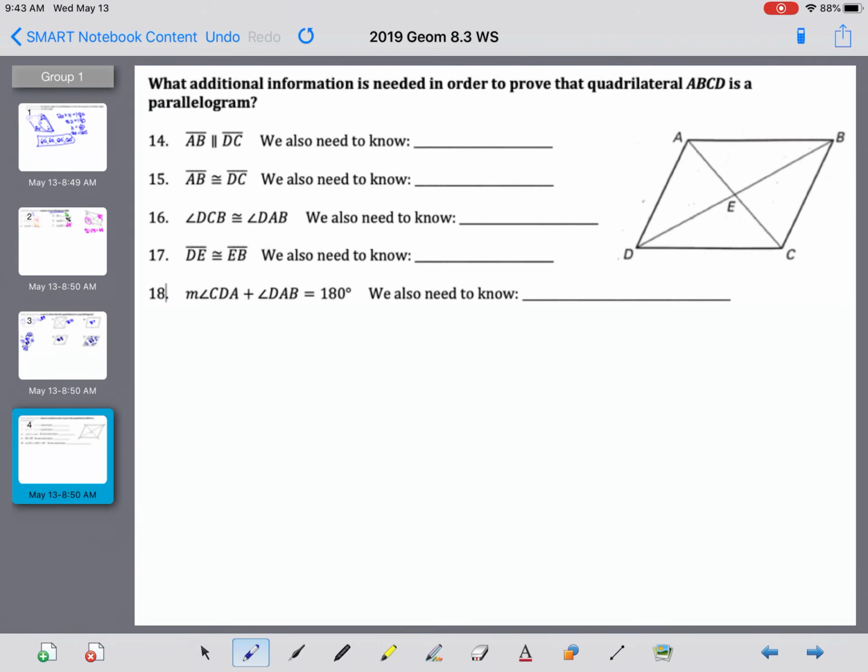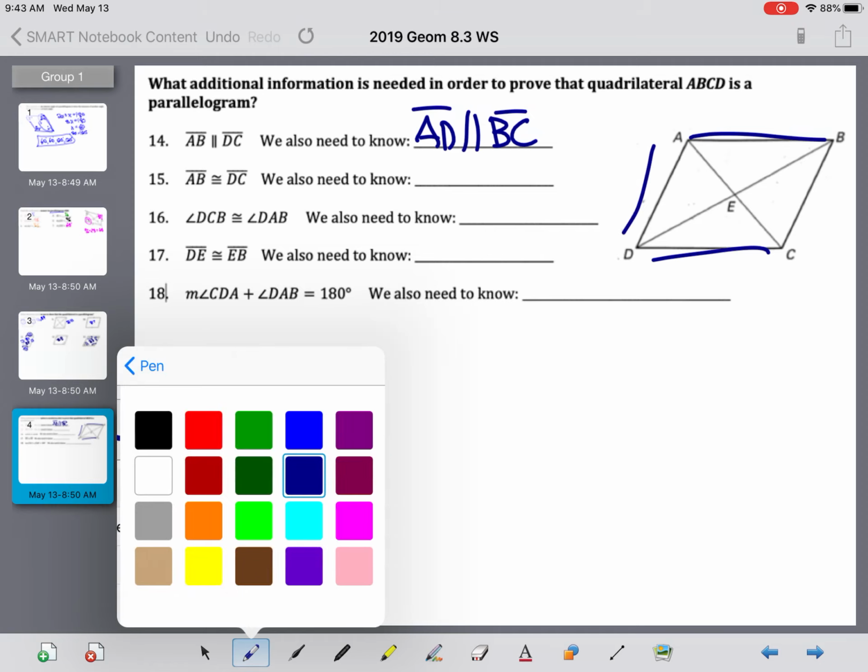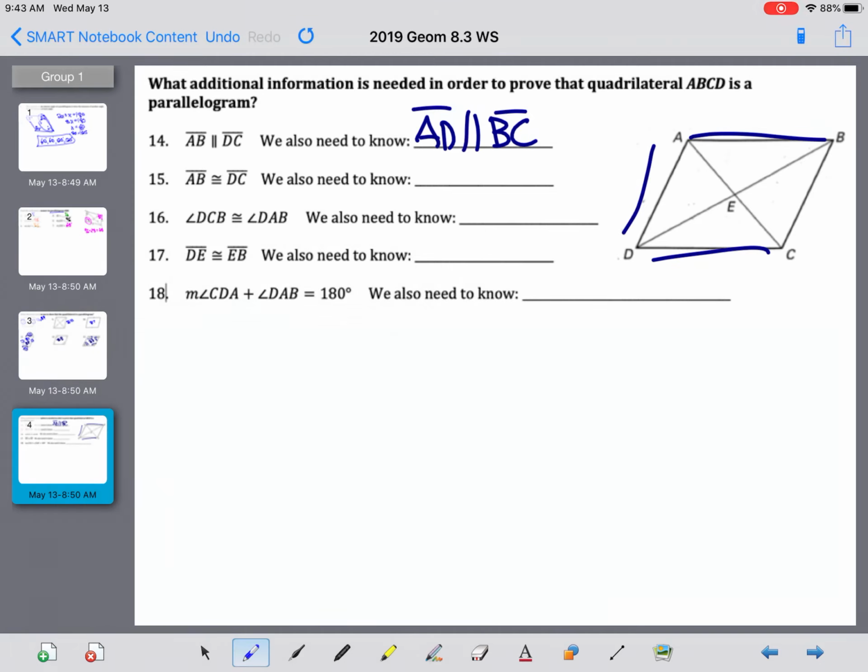And last one here. Okay, what additional information is needed in order to prove the quadrilateral ABCD is a parallelogram? Well, if I say that this is parallel to this, then I need this is parallel to this. So I need to know that AD is parallel to BC. Okay. If I knew that this was the same as that, I could do a couple different ways. I could say that AD is congruent to BC. That's one of two ways. Okay.